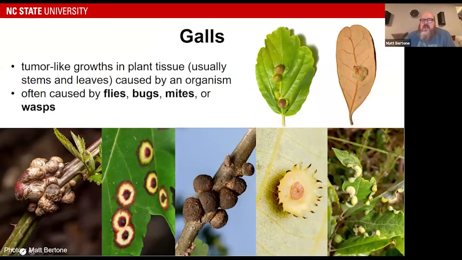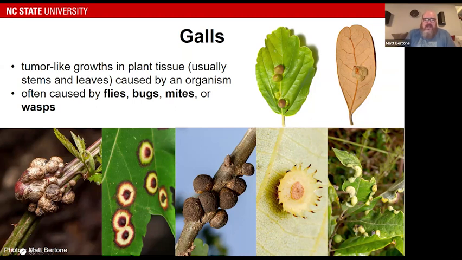Now, galls can be caused by lots of different types of organisms, but in arthropods in general, there are a lot of groups that can cause galls. Galls are really just tumor-like growths that are caused by the actual insect. Again, lots of different organisms can cause this, but in arthropods, you've got a lot of flies, bugs, mites, and wasps that do that. So, for instance, on the top, those two leaves, the one on the left is caused by an aphid on witch hazel. The one on the right is caused by a wasp on oak.